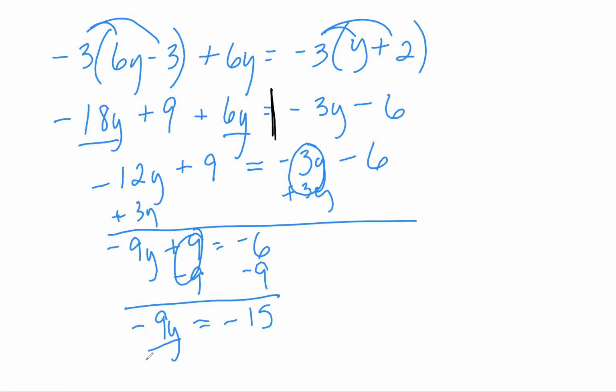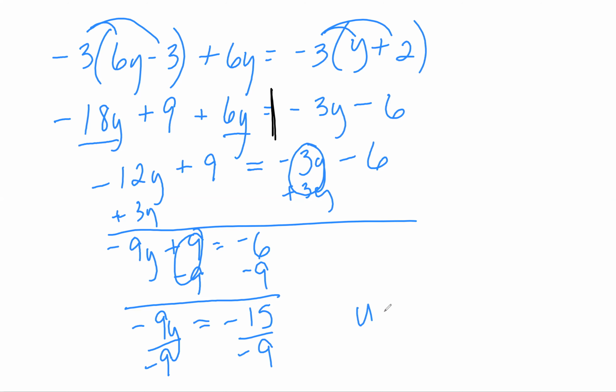And since this is multiplication, I'm going to divide by negative 9. Sometimes we might be tempted to make this a positive because we're like, oh, the opposite, the opposite, the opposite. But we're not doing the opposite number, we're doing the opposite operation. So the negative 9 stays there, we're just dividing it on both sides.